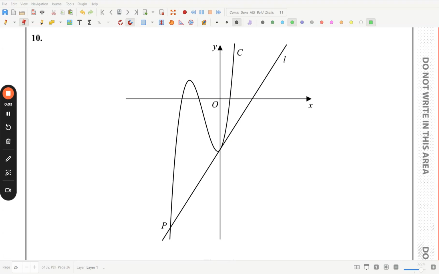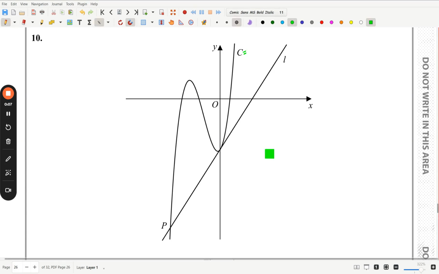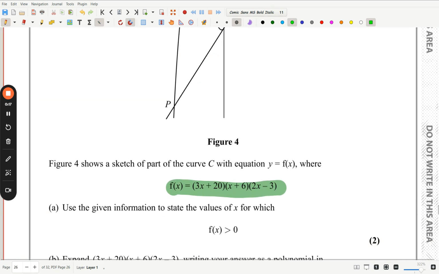Question 10. Here we have the curve f of x. This is the curve f of x, and we also have a straight line, which is L. We need to work this out as well. The first part: they need us to use the given information to state the values of x for which f of x is greater than 0, which means we need to look for the positive sign.